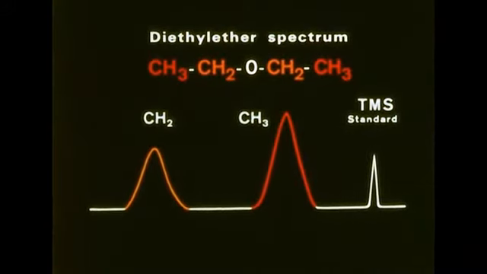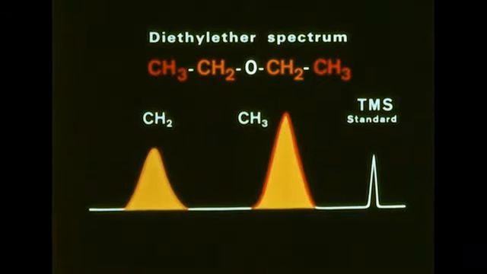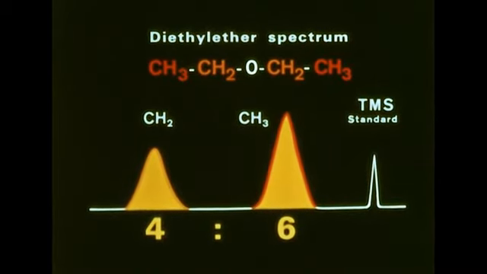The area under an absorption peak is proportional to the number of protons which cause the absorption. For example, in diethyl ether, there are 6 methyl protons and 4 methylene protons. The areas under the corresponding absorption peaks are in the ratio of 6 to 4. Therefore, from the spectrum, we can get information not only about the environment of the different protons in a molecule, but also about their relative abundance.